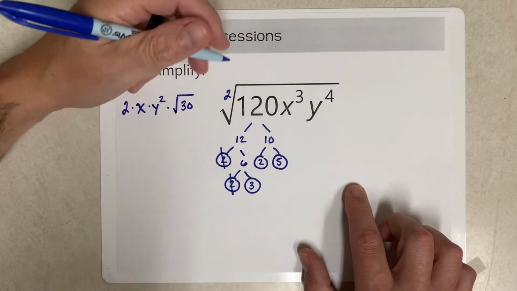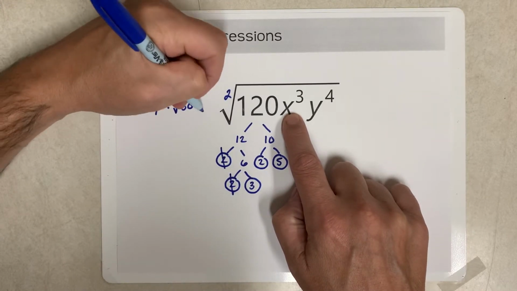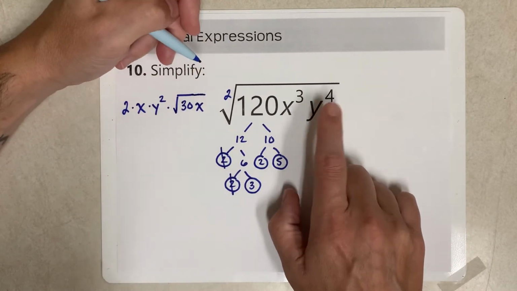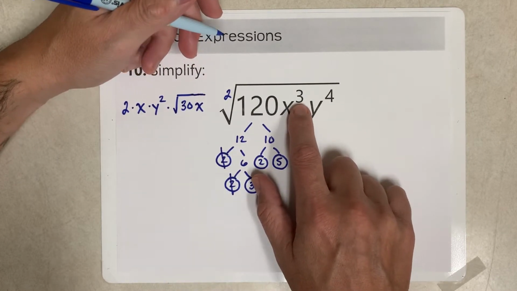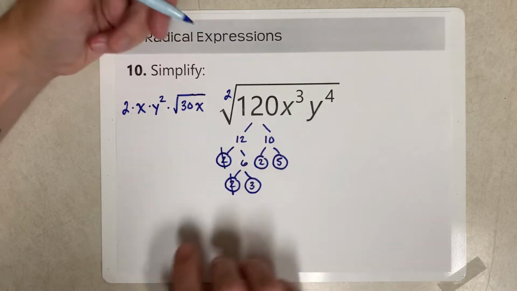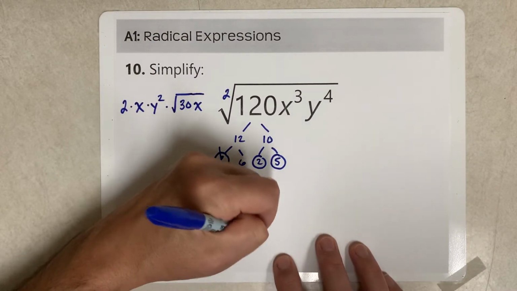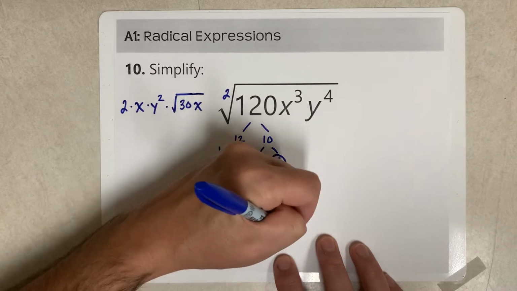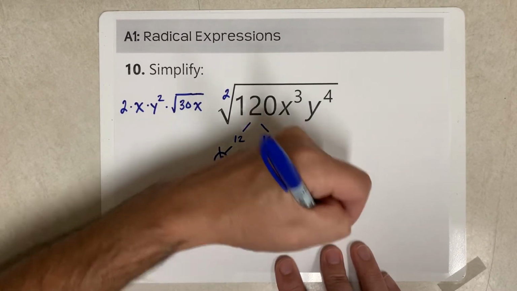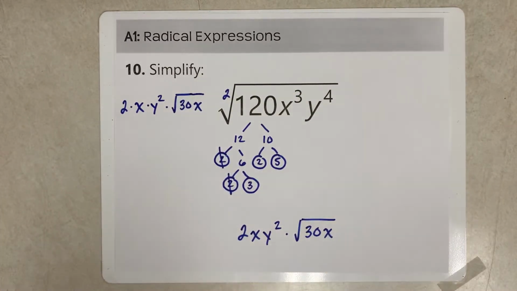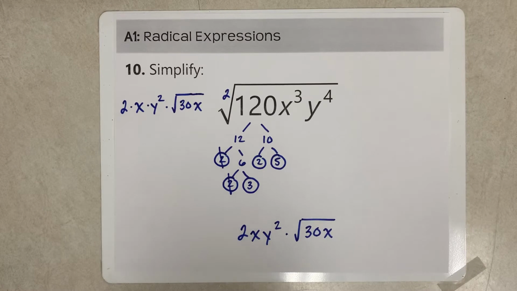So, and I have an extra x here, so I can't forget that. So that extra x has to stay under there too. All the y's came out, but that extra x to make up 3 is still left underneath there right here. So my final answer would be 2x y squared times the square root of 30x. So we're getting a little more complicated here, and so I'm gonna have to start writing my answers somewhere else, but that's my final answer for that one.